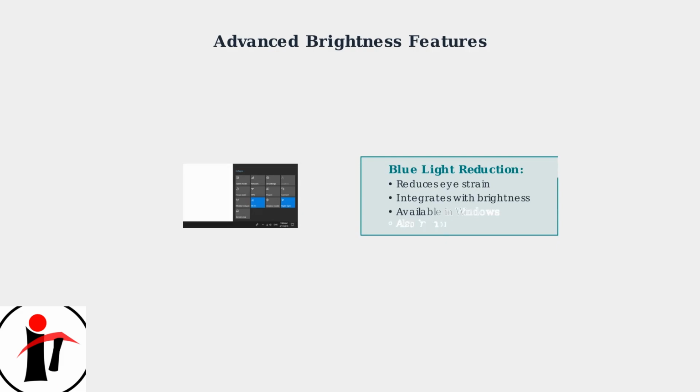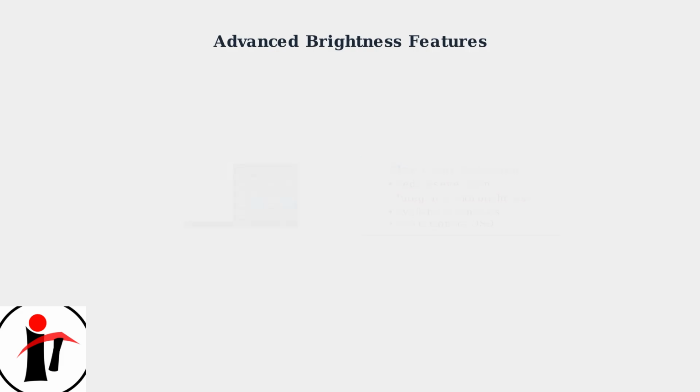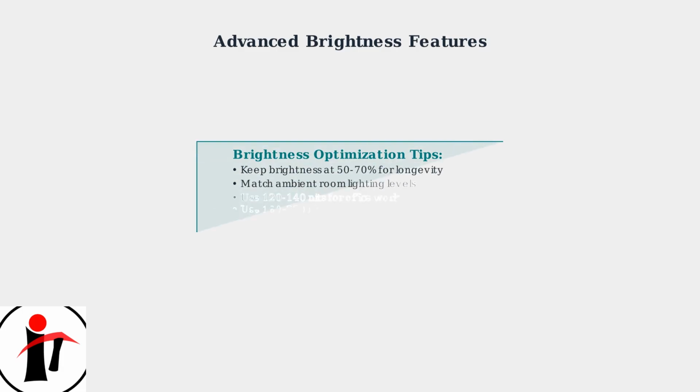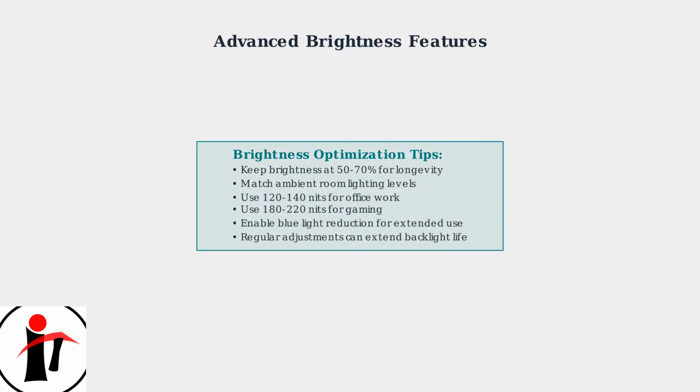Blue light reduction modes help minimize eye strain during extended use. These modes often integrate with brightness controls and automatically adjust color temperature. For optimal performance and longevity, keep your monitor brightness between 50 to 70%. This extends LED backlight lifespan by up to 30% while maintaining good visibility.